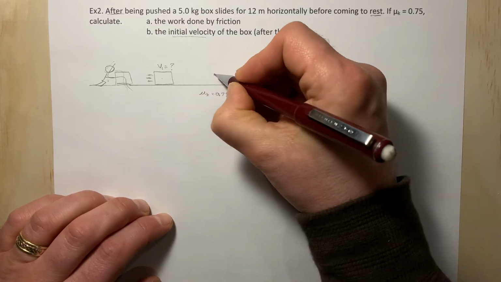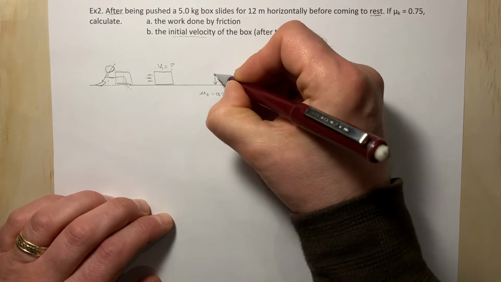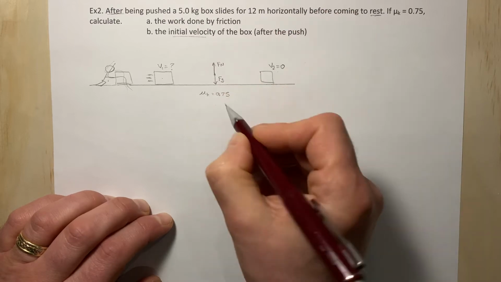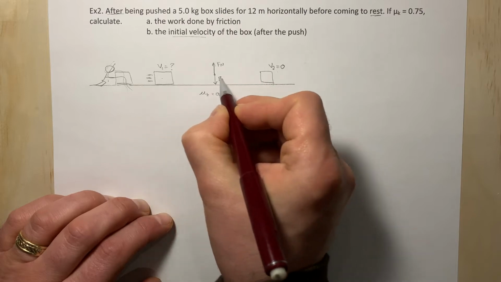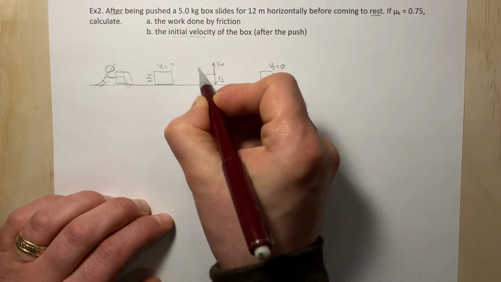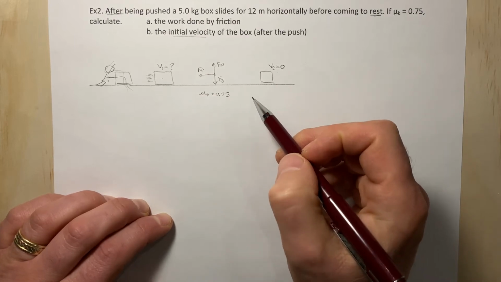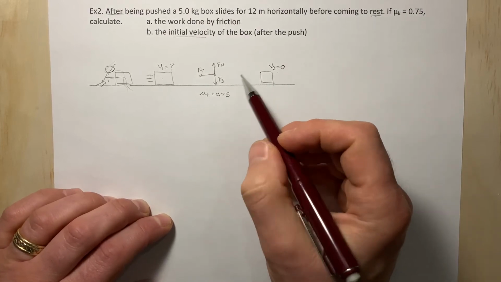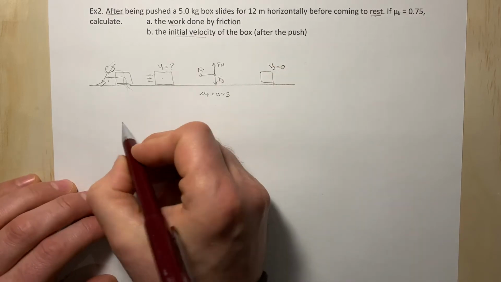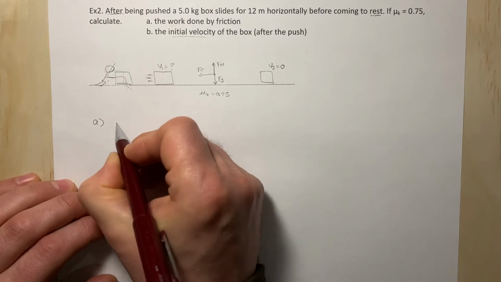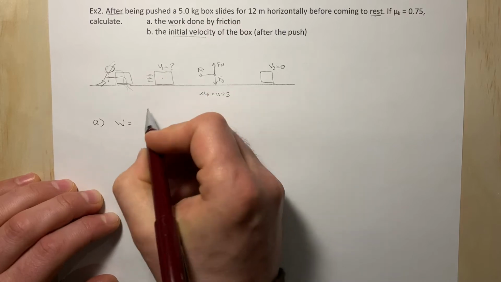If we were to draw a free body diagram of this box, while it's sliding along here, there's a force of gravity pulling it down. There's a normal force keeping it up so it doesn't fall down. As the box slides this way, friction is back this way. So there's a force of friction slowing this box down. That's what eventually brings the box to rest. And then the question, part A, is how much work does that force of friction do? So in part A, we're looking for the amount of work done by friction.